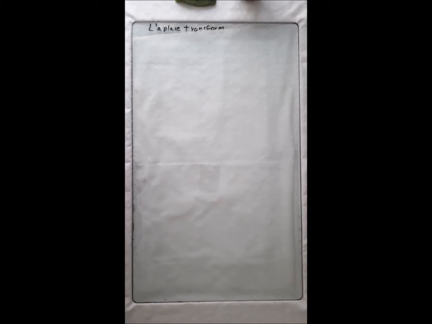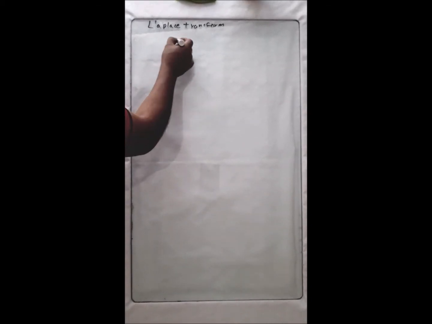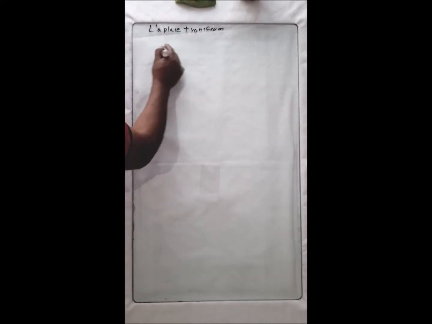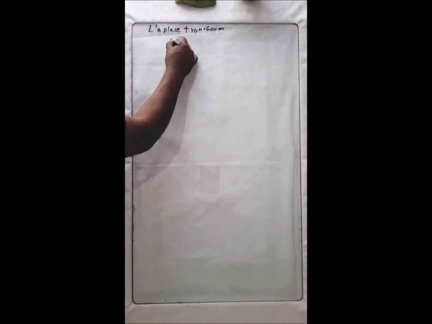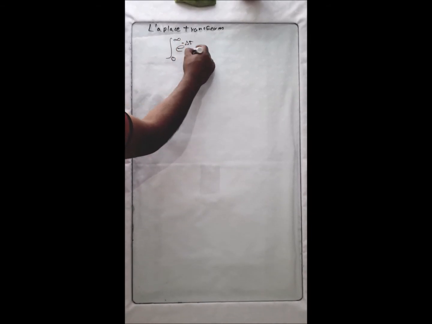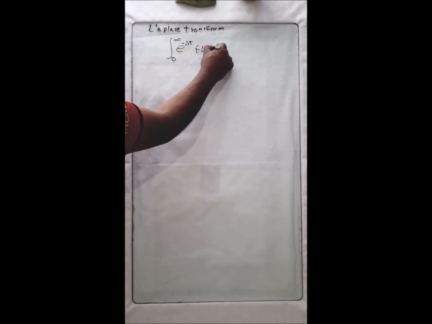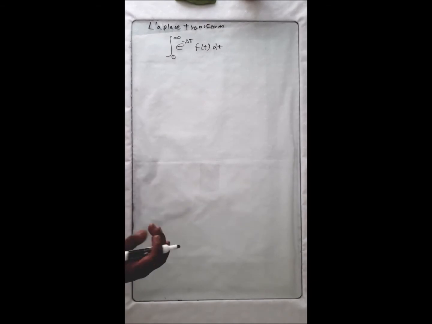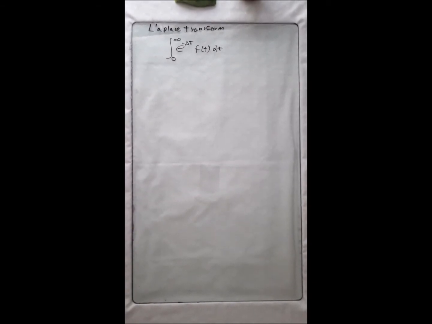Okay, engineers, now let's see what is the definition of the Laplace transform. We are going to request the Laplace transform to be linear, and we already saw that before. The definition of the Laplace transform is something like this: the integral from 0 to infinity of exponential minus st times f of t, differential of t. That is the definition of the Laplace transform.